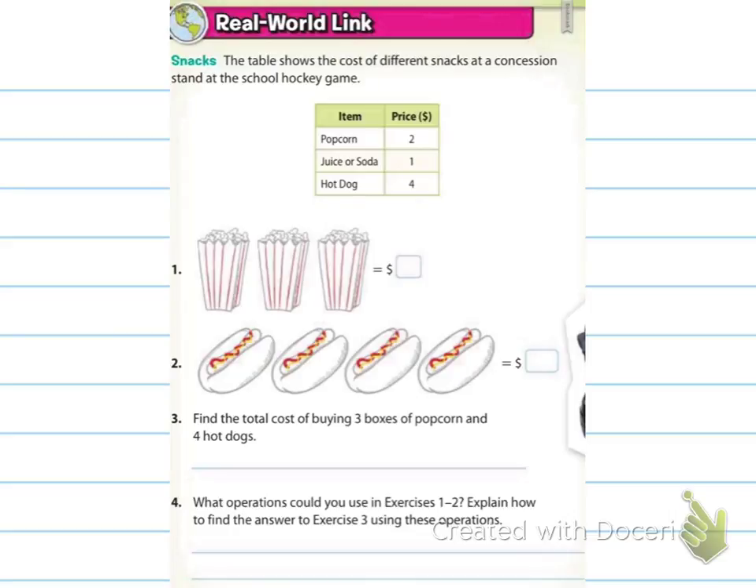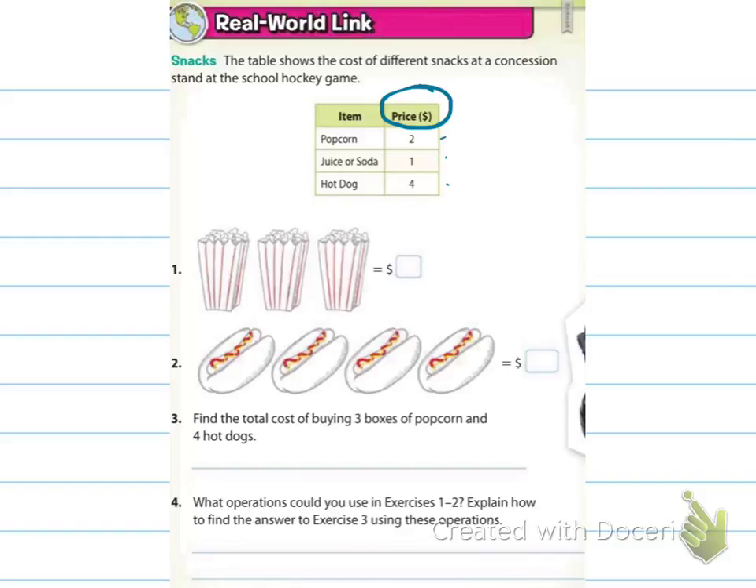All right, our first example, we've got a real-world link, and it says that the table shows the cost of different snacks at a concession stand at the school hockey game. And so looking at the table, I see that it says popcorn, and the price is $2. Juice or soda is $1, and hot dog is $4. Make sure you're looking at your table to see what the things are. So price are each of these. It's not 2 popcorns, 1 soda, and 4 hot dogs. It's $2 for popcorn, $1 for juice or soda, and $4 for a hot dog.